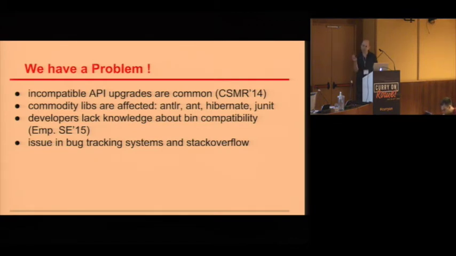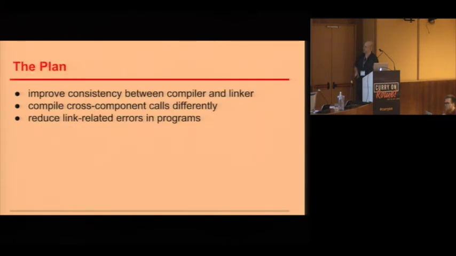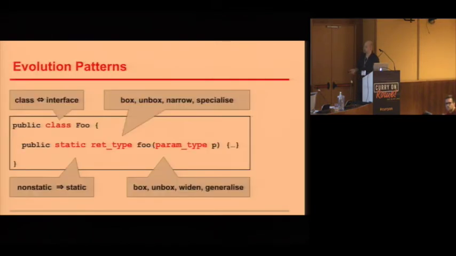And it turns out that those problems are as common as, for instance, class cast exceptions, which is somewhat surprising. So there is a lot of hidden pain here. The plan we came up with to solve this problem was to improve the consistency between compiler and linker, to compile cross-component calls differently, and therefore to reduce link-related errors in real-world programs.